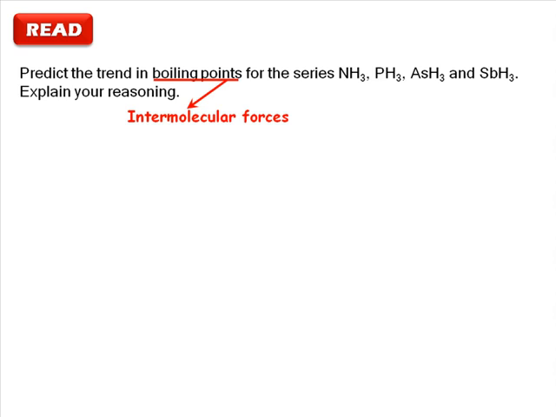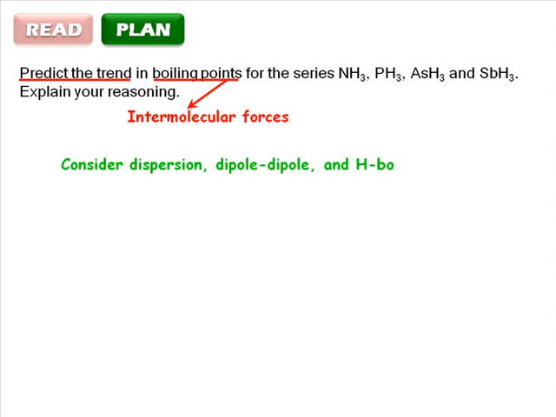So when we're asked to predict the trend, we should explain what happens to the boiling points of the molecules as we move down the column. Now the plan is simple. Use your knowledge of the three main types of intermolecular forces, dispersion, dipole-dipole, and hydrogen bonding, to determine the trend in boiling points for the molecules we've been given.